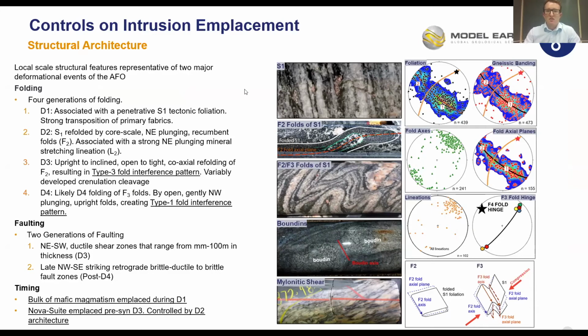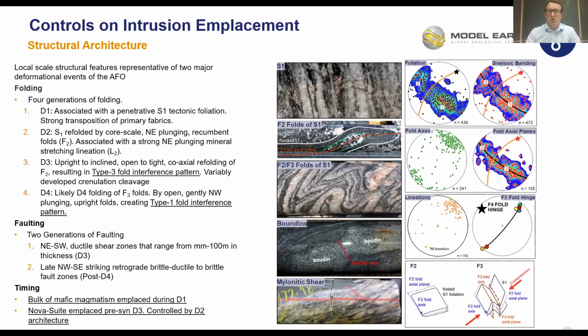First generation of folding is associated with the development of this penetrative S1 tectonic foliation, and then we see that refolded three more times. So the F2 folds, we see them at the core scale, and they're associated with northeasterly plunging recumbent folds. And they're also associated with a strong northeasterly plunging mineral stretching lineation. And that northeasterly plunge will become important in the next slide.